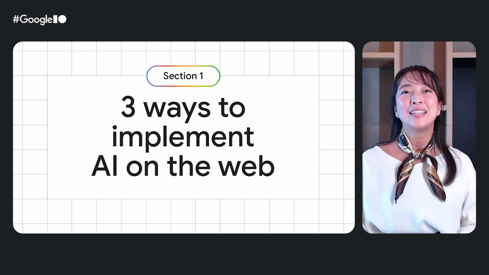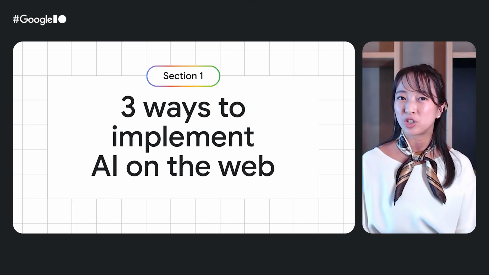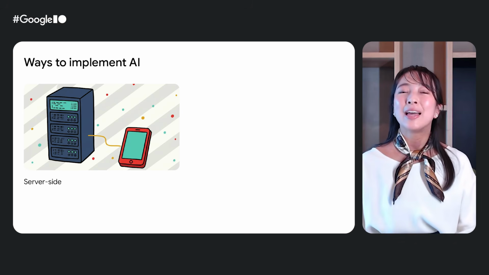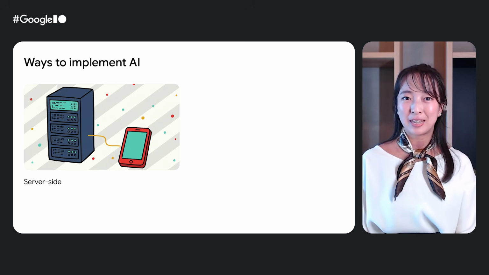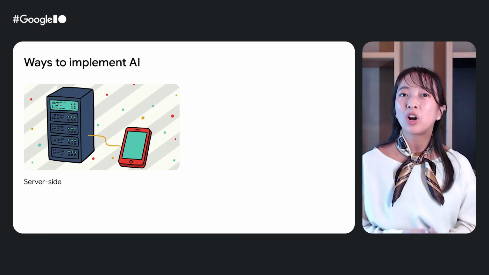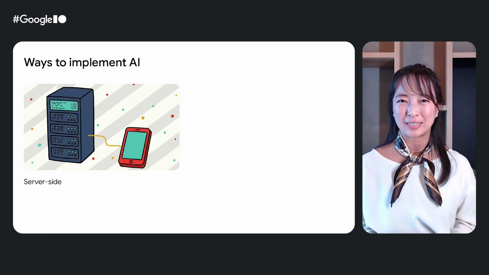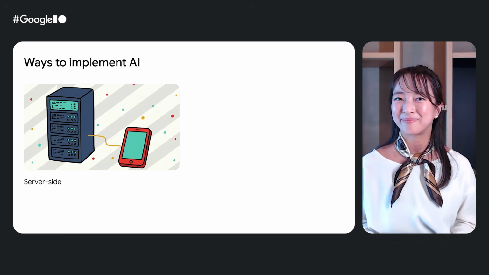Let's dive in. First, let's recap the 3 ways you can implement AI features on your websites. The first way is using server-side models like Vertex AI. This is great for running large models for complex use cases or training and retraining models on your data.